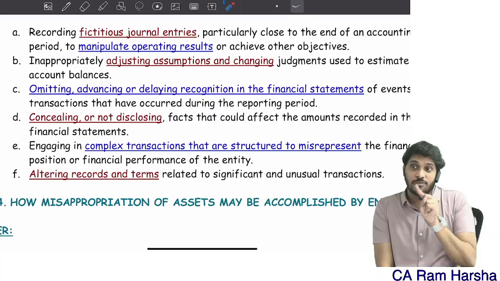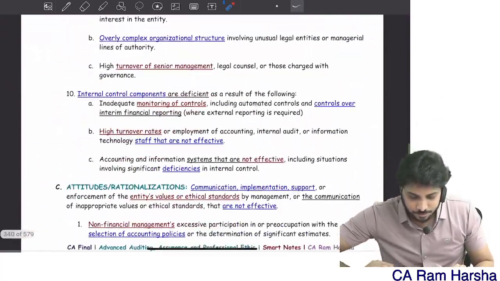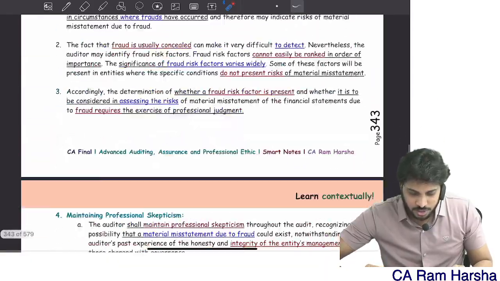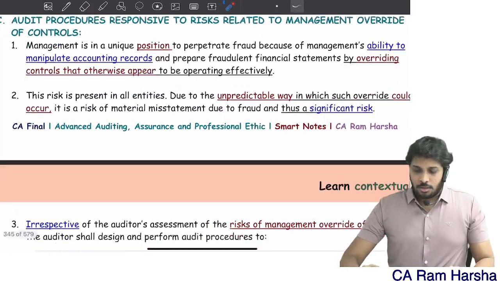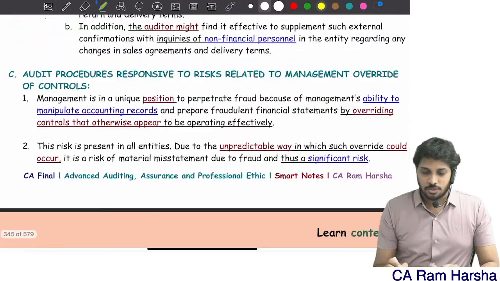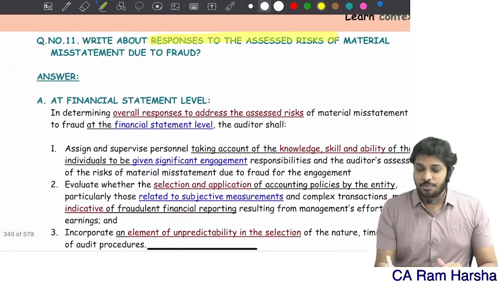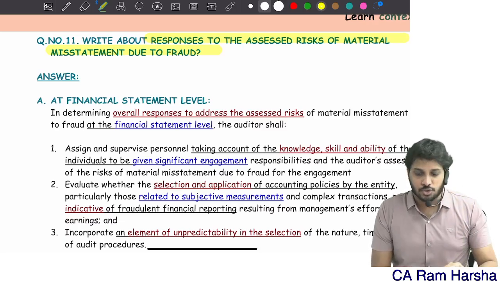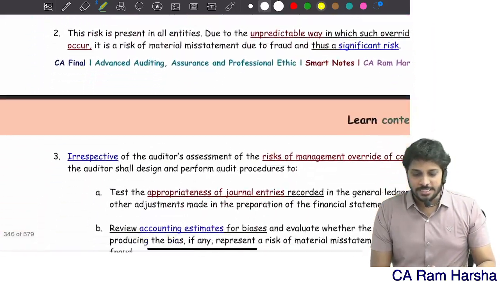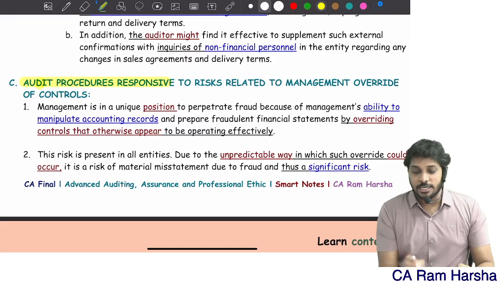Now, how should the auditor verify this? We have a separate question on that. The 11th question, audit procedures, you see in this. You have a concept called response to assessed risk of material misstatement due to fraud. Inside that, one of the sub-concepts is what the auditor will do about the risk related to overriding of control.